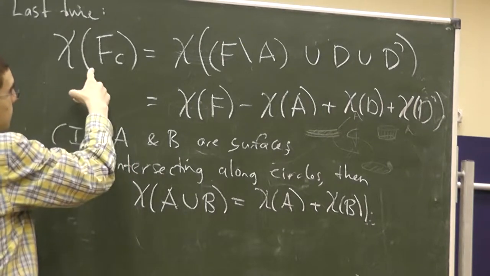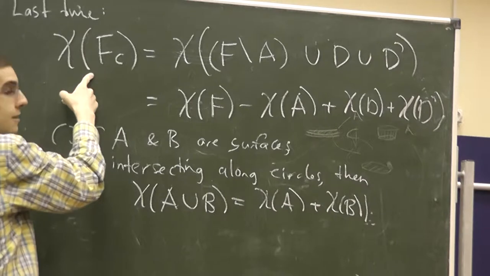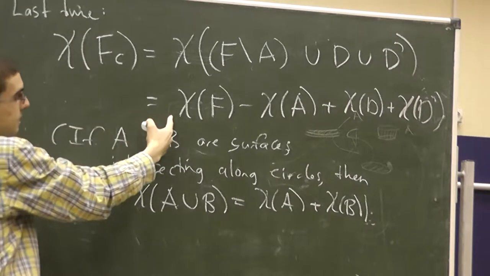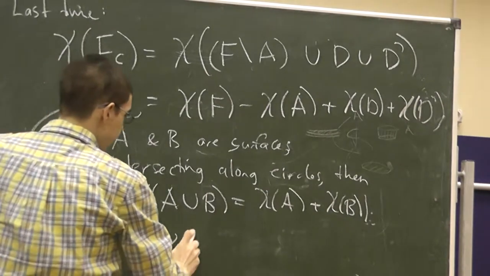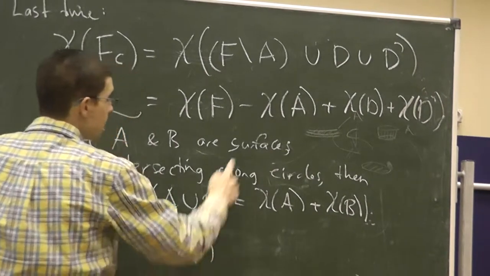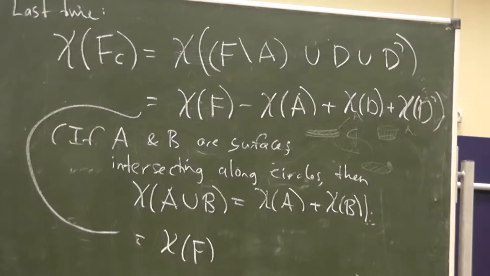So coming back to our formula, the Euler characteristic of the result of surgery is given by the Euler characteristic of F minus the Euler characteristic of an annulus. And what's the Euler characteristic of an annulus?